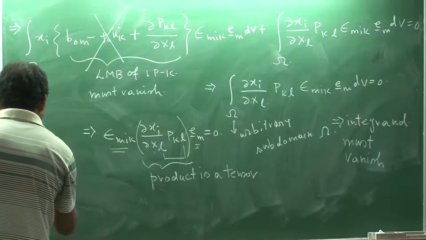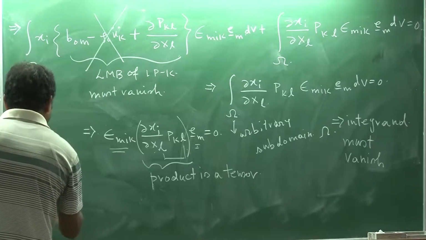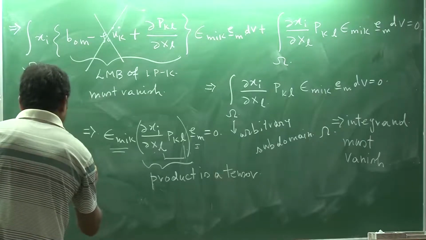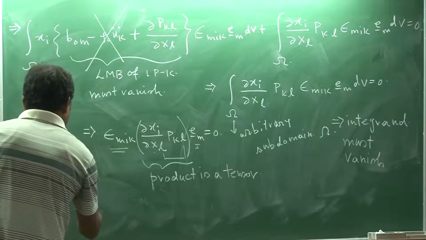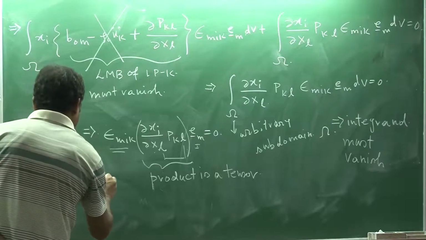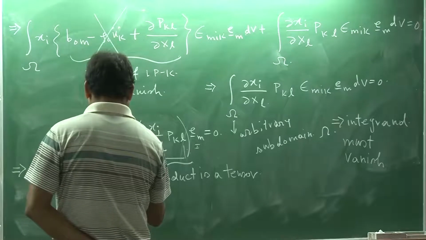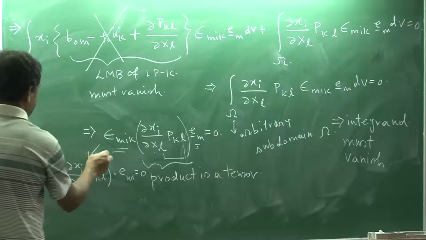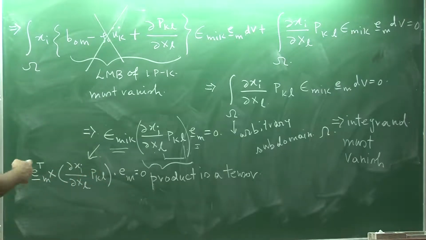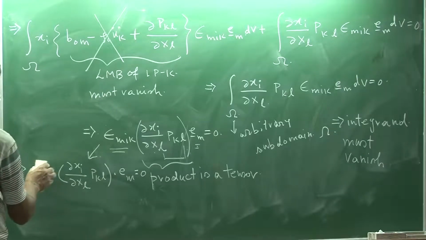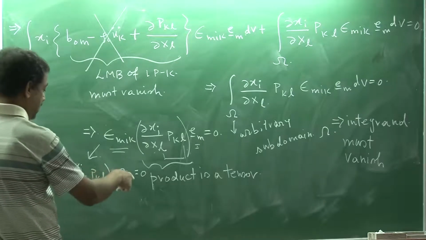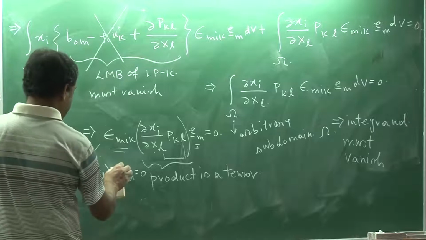E m transpose, then del x i by del X L, P k L, dot E m is equal to 0. This is nothing but this, if you can recall from our initial notation. So, E m transpose, cross del i del x k P k L E m is equal to 0.